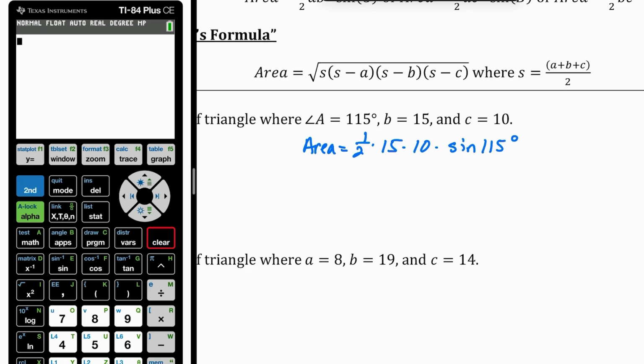So if you do that into the calculator, so 1/2, I'm just going to type in as 0.5 times 15 times 10 times sine of 115, you end up getting that the area is 67.973. There's no unit, so I'm just going to leave it like that.